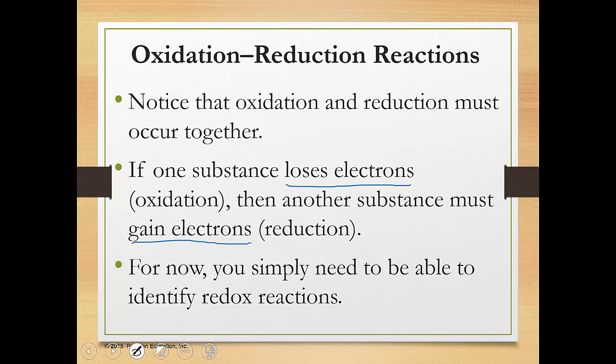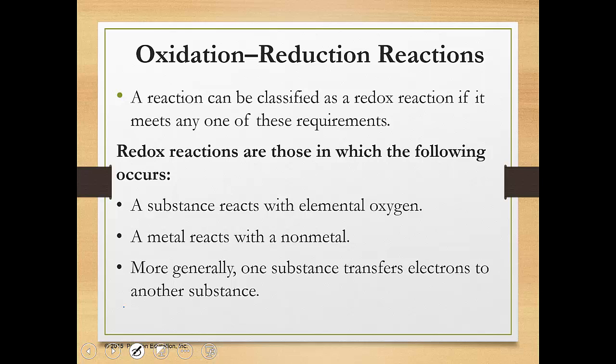Okay, for now, just be able to identify a redox reaction. You don't have to write it. You don't have to predict anything about it. Just identify it. Okay. So how do you identify it? Well, it has to meet a certain set of requirements. Okay. First of all, a substance may be reacting with elemental oxygen, so look for O2 gas somewhere in the equation. That's a tip-off that you may have a redox reaction.